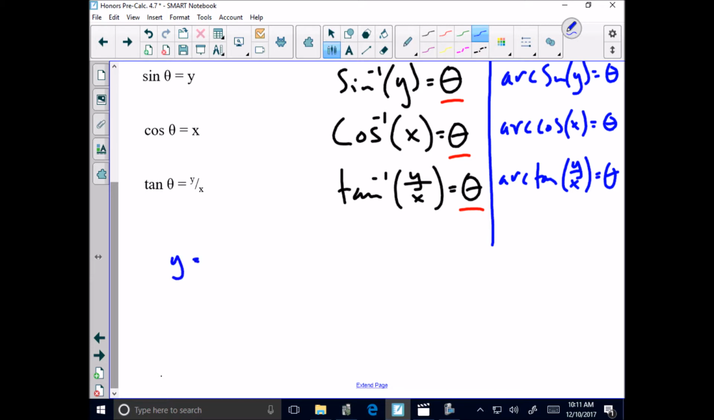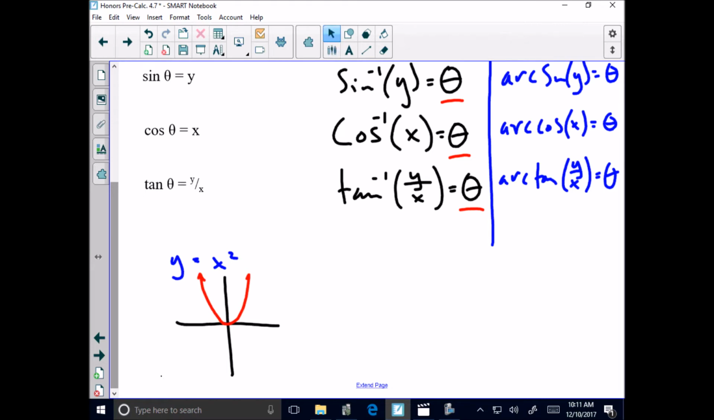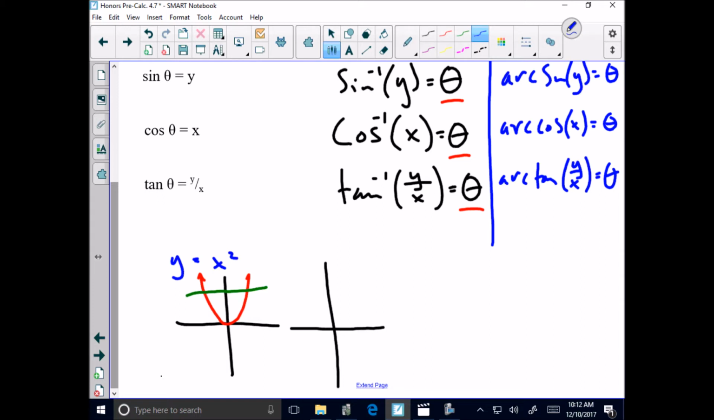If we think about y equals x squared, we have the graph of the parabola that goes through the origin. We'd say that this function fails the horizontal line test. And for its inverse, what this means is that the inverse is not going to be a function. When we switch all the x and y values in the ordered pairs, we get a graph that fails the vertical line test, where we have more than one output for an input.